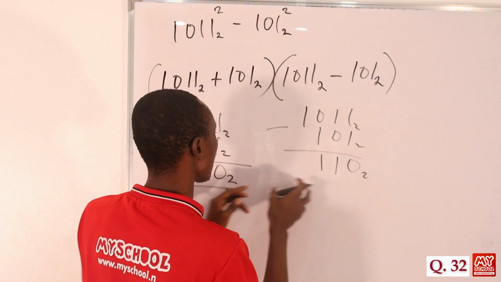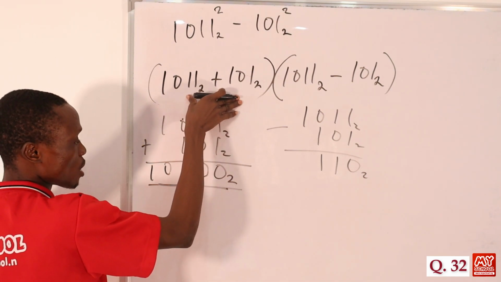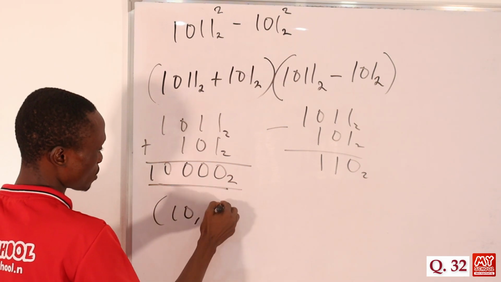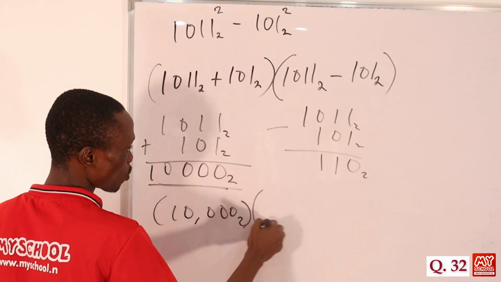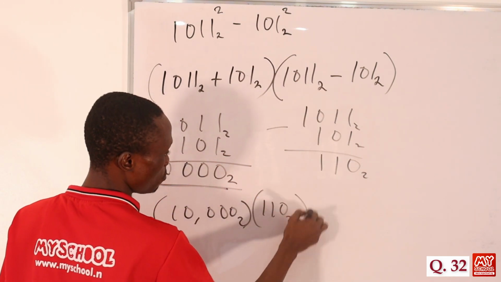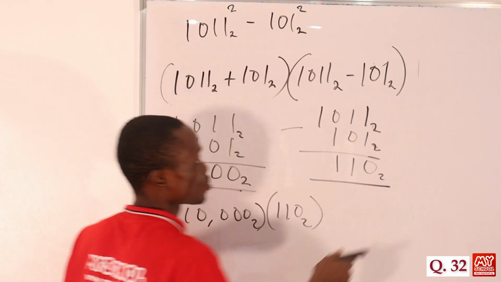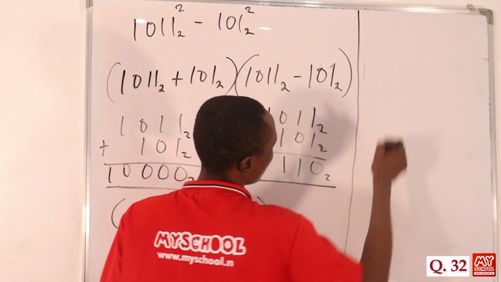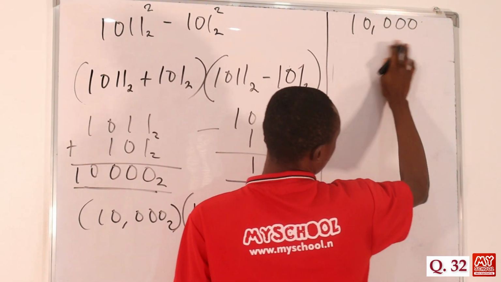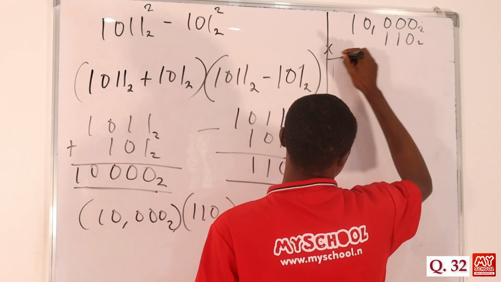So now that we have these two values, it's just for us to multiply them together, because what we have in the first bracket sums up to 10000 in base 2. Let me just write it, 10000 in base 2. Then what we have in the second bracket, when we subtracted, is equal to 110 in base 2. To get our final answer, we have to multiply what we have in both brackets. Let me draw a line here. So we'll be having 10000 times 110. Remember, everything is in base 2.